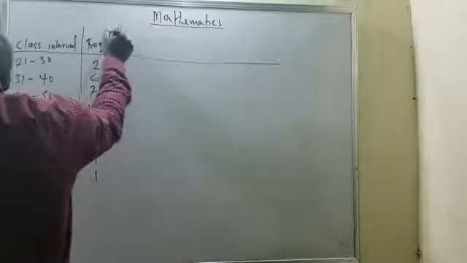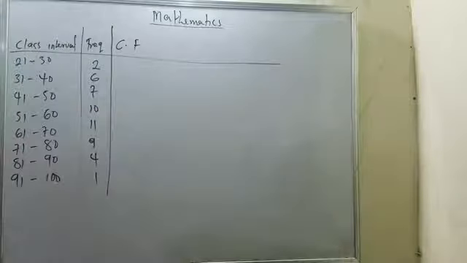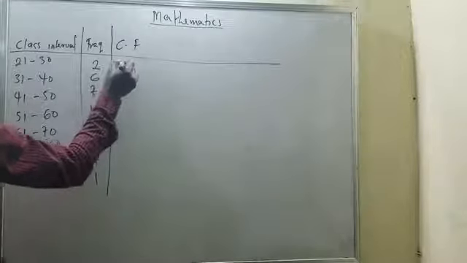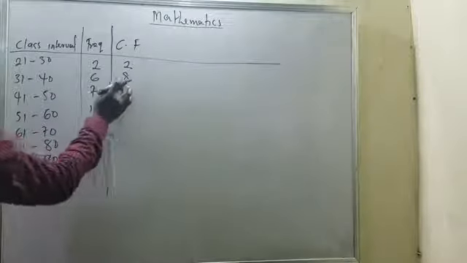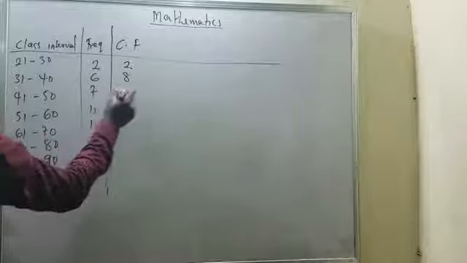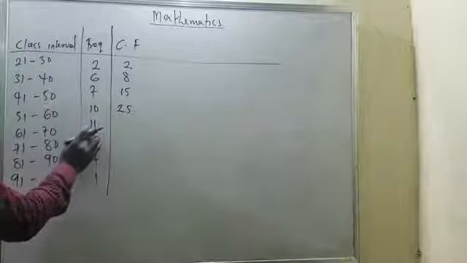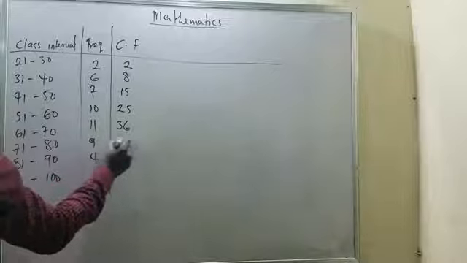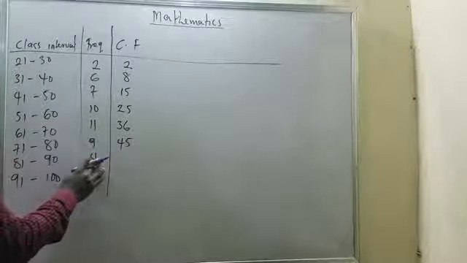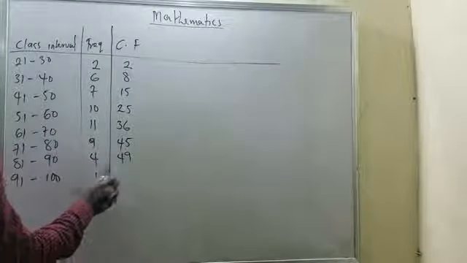My cumulative frequency is always like this. You can write it in full anyhow you want. What I will do is the first number will be repeated, which is 2. This plus this, it will be 8. 8 plus this, that will be 15. 15 plus 10, that will be 25. And 25 plus 11, that will be 36. 36 plus 9, that will be 45. 45 plus 4, that will be 49.